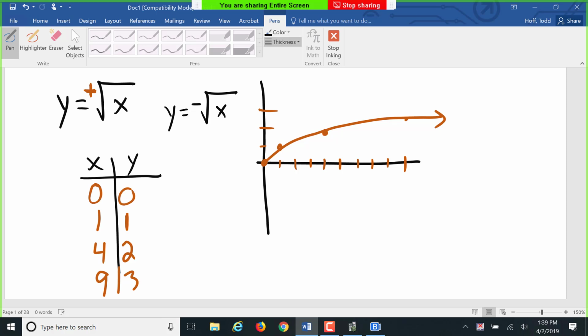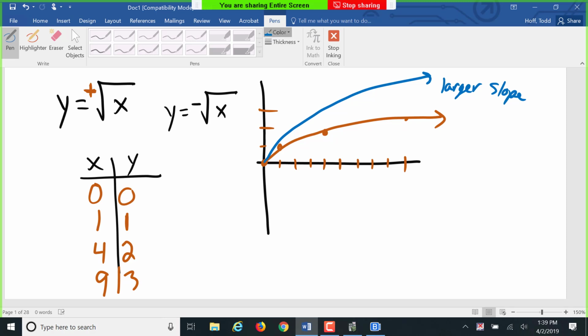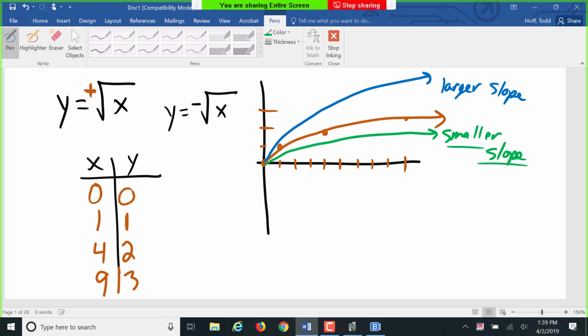Now, the slope here is a little trickier. Given something like this, that's going to actually be a larger slope. And something like this is going to be a smaller slope, or it's going to be similar to a smaller slope. Remember, these aren't lines, so they technically don't have a slope.